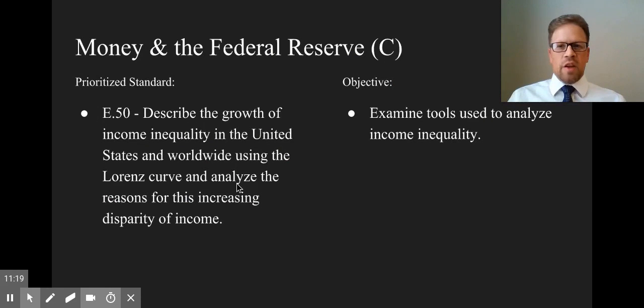All right. That concludes Money and the Federal Reserve Section C Income Distribution Lecture. Our prioritized standard is Economic Standard 50, and objectively you can examine tools used to analyze income inequality.